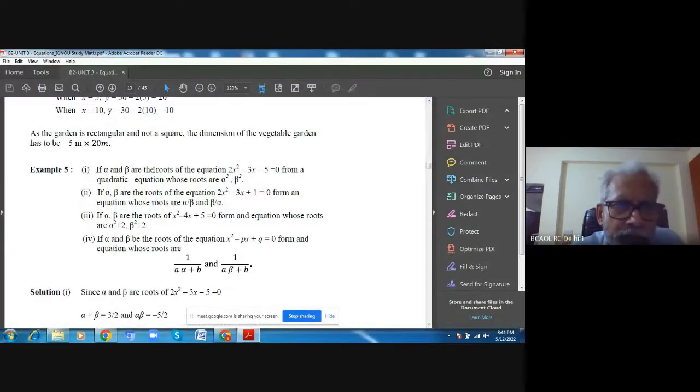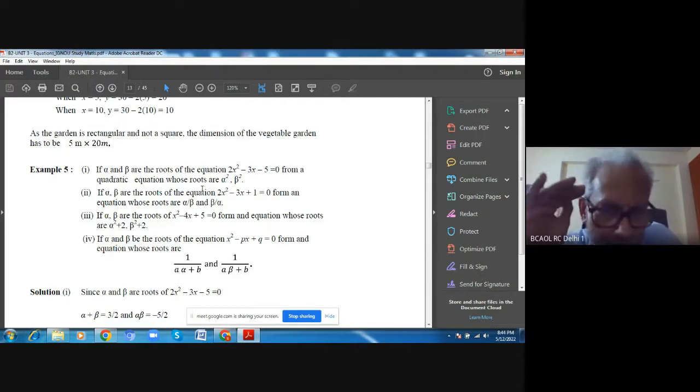If alpha and beta are the roots of the equation, again I'm trying to repeat something so that it stays in your mind. In the equations chapter, always keep your focus on ax square plus bx plus c is equal to 0. Always have a clear picture in your mind that this is a quadratic equation, and there should be two roots, alpha and beta, two values of x, and we have to derive them. That is the ultimate aim.